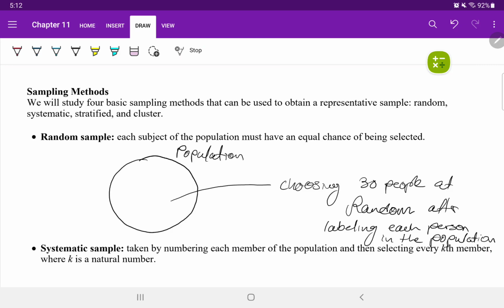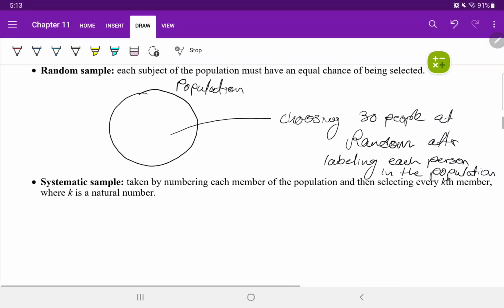So what that means is in our population, we're going to label each member of our population, preferably with some sort of number. And then at random, I'm going to choose 30. In this case, 30 people at random to be a part of my sample. That is random sampling. Everyone has an equal chance of being selected.